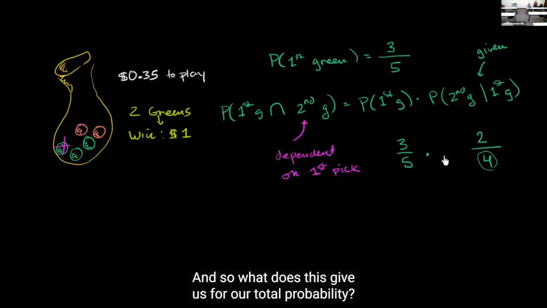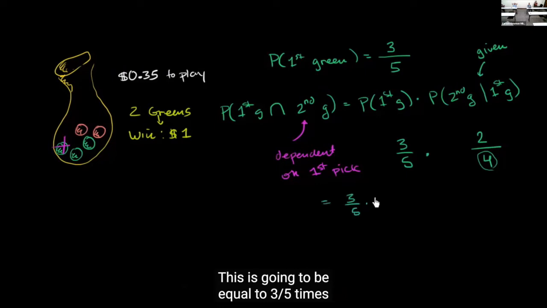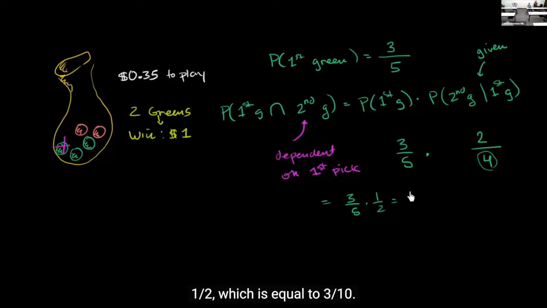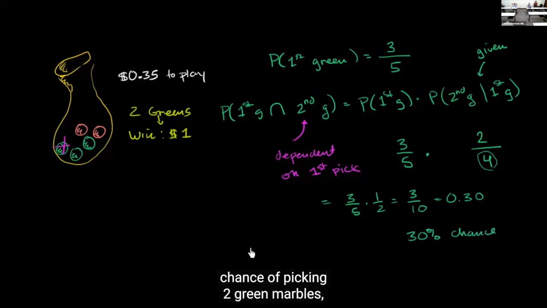And so what does this give us for our total probability? Let's see, 3/5 times 2/4. Well, 2/4 is the same thing as 1/2. This is going to be equal to 3/5 times 1/2, which is equal to 3/10, or we could write that as 0.30, or we could say there's a 30% chance of picking 2 green marbles when we are not replacing.